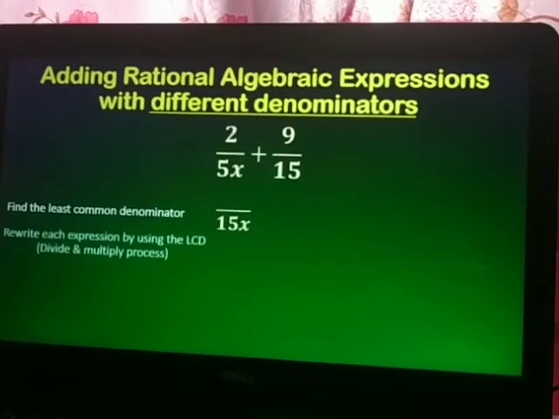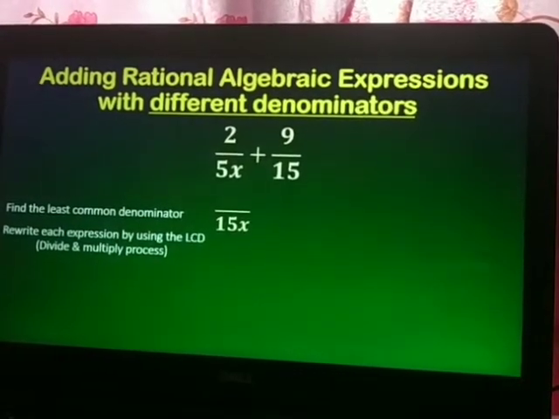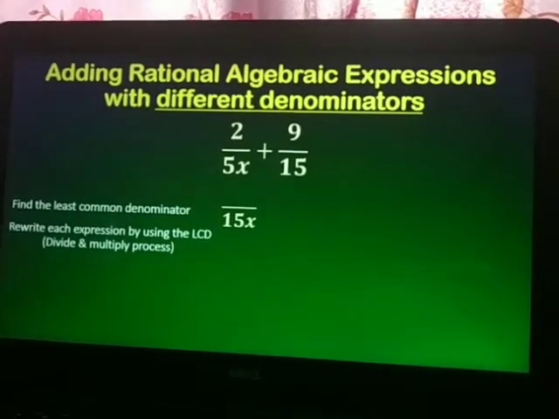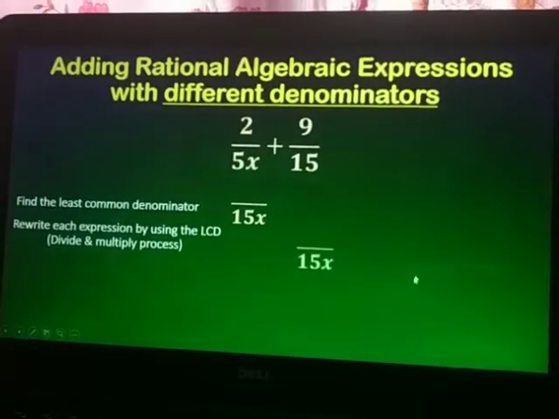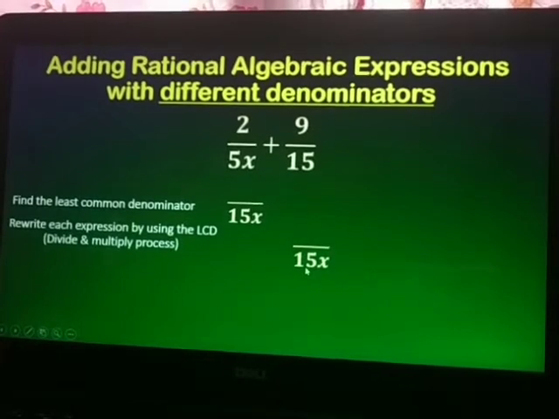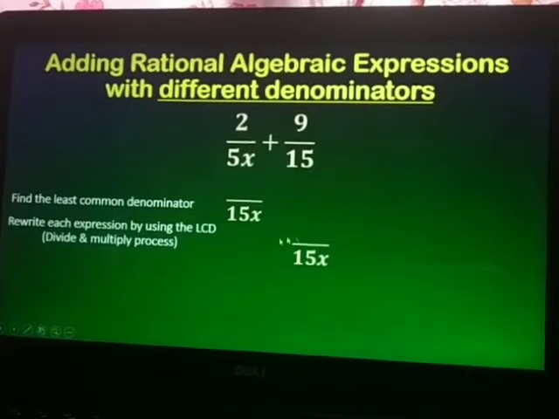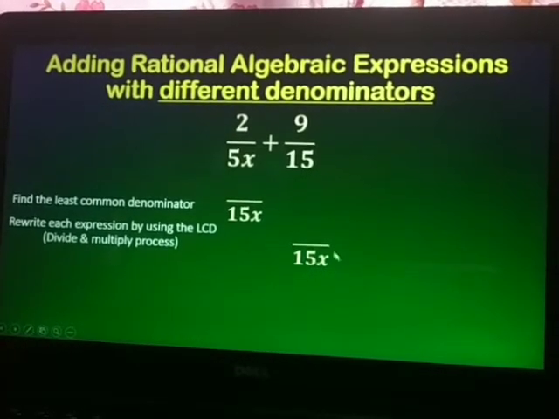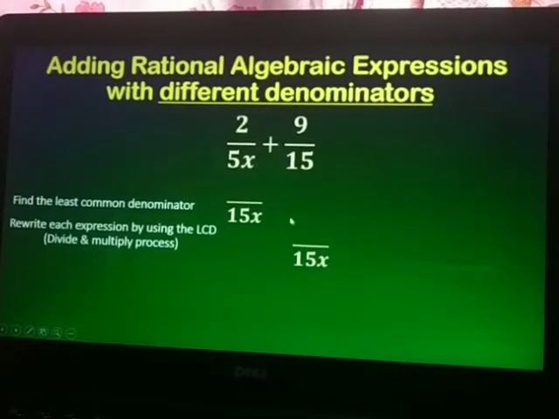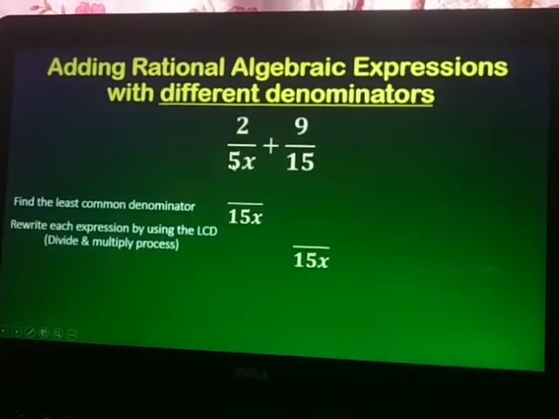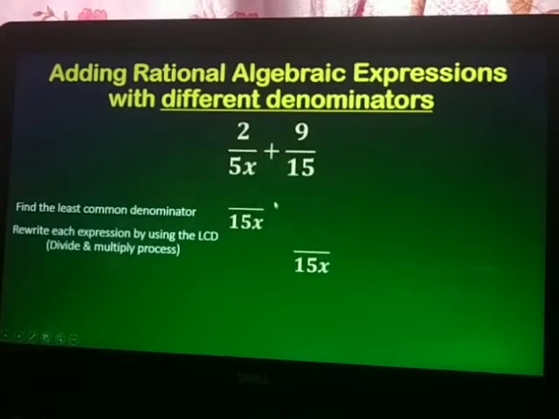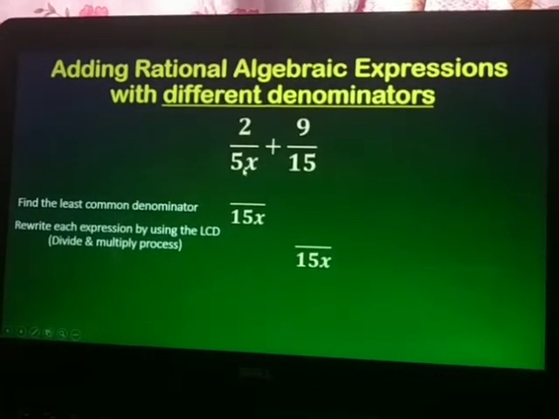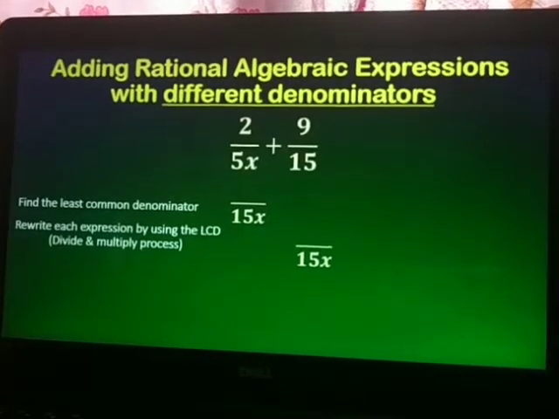Next step is to rewrite each expression by using the LCD. We will do the divide and multiply process. Using our LCD 15x, let's divide this first with the first denominator. 15x divided by 5x. Again, 15x divided by 5x. The answer is 3.